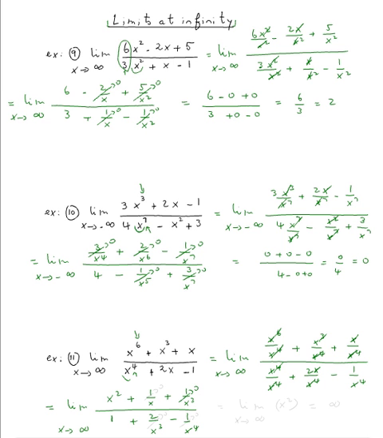Now again, this goes to 0, this goes to 0, this goes to 0, this goes to 0. So this is the same thing as the limit of x squared over 1, which is just x squared, as x approaches infinity. Now, this is pretty easy. Why? Because as x gets larger and larger with positive values, if you square it, it's still getting larger. So this is equal to infinity.